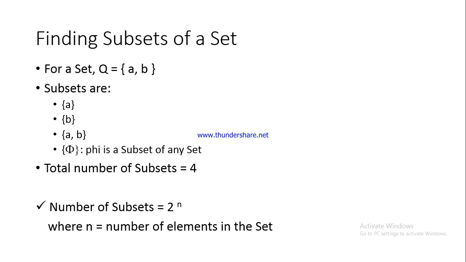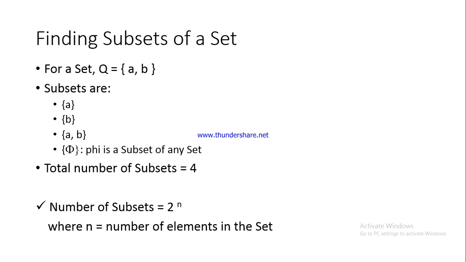And now if we need to find out the number of subsets, we only have to do what? 2 raised to power n. Here n is equal to 2 because set Q has only two elements. So basically the total number of subsets would be 2 raised to the power n, or 2 raised to the power 2 is equal to 4. And this is what we have found out, that there are four subsets: A, B, AB and phi. So this is the formula that you can remember.